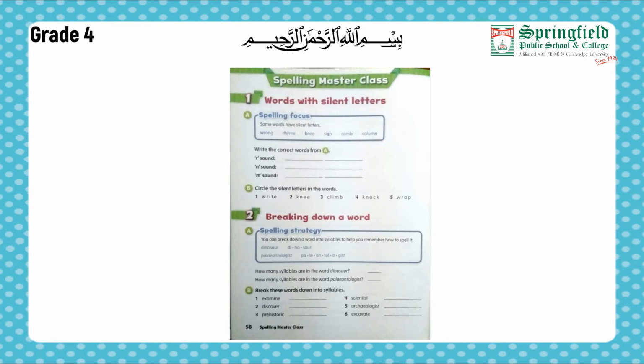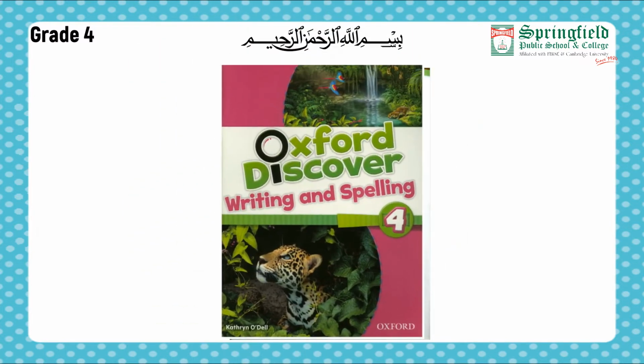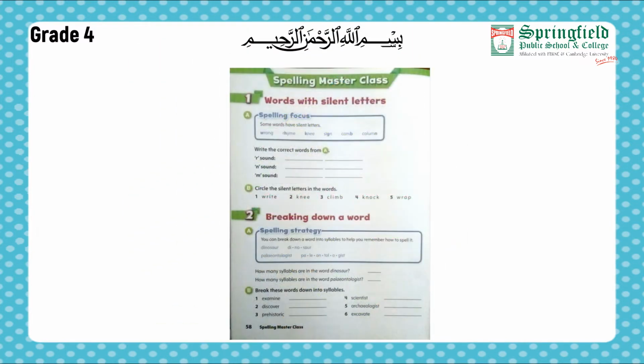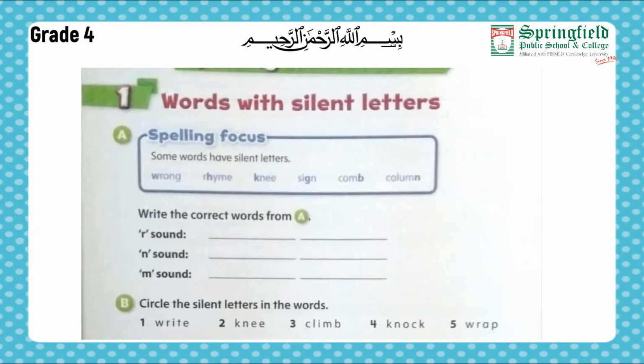Okay students, so now let's move towards our spelling master class from your Oxford Discover Writing and Spelling book, page 58. In this lesson, we are going to cover page 58 and 59. For the rest of the pages, do watch the other parts of the spelling master class. Alright, now let's begin with today's lecture. Page 58. 1. Words with silent letters. A. Spelling focus. Some words have silent letters.